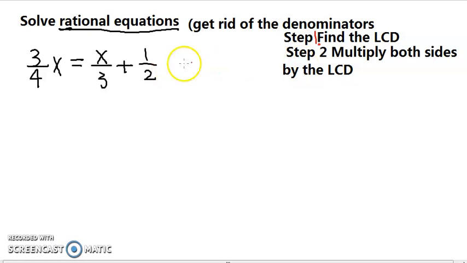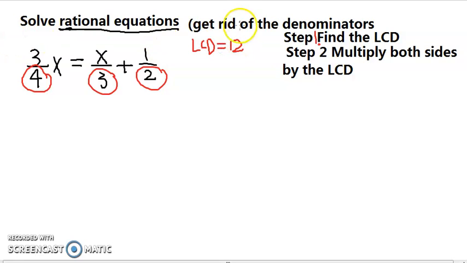So we follow the steps here. First, we found the LCD. To look for the LCD, we look at the bottom numbers, denominators, 4, 3, 2. And if you can see what the LCD is, which is 12 in this case, you can just go ahead and use it. You don't have to show your work how to find the LCD.